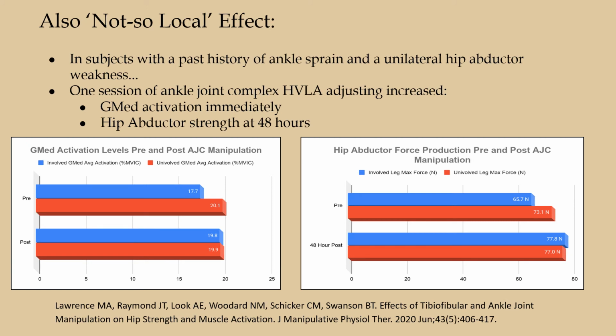And finally, in our group study, we were able to show an interesting finding. Up until now, we've discussed the local muscle effects of manipulation, but in this case, we were able to show a proximal hip effect: hip abductor strength and activation improving from a distal intervention, an ankle manipulation. In subjects with a prior history of ankle sprain and demonstrated unilateral hip abductor weakness, one session of ankle joint complex manipulation increased activation, bringing the deficit up to normal, and also force production, again bringing the deficit up to normal. This study will be covered in its own presentation.